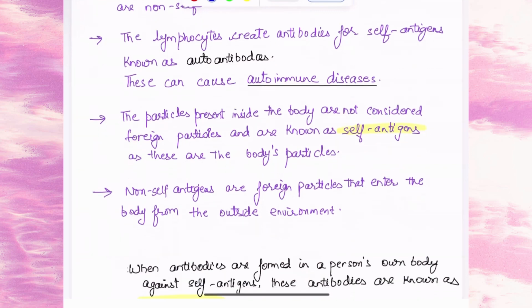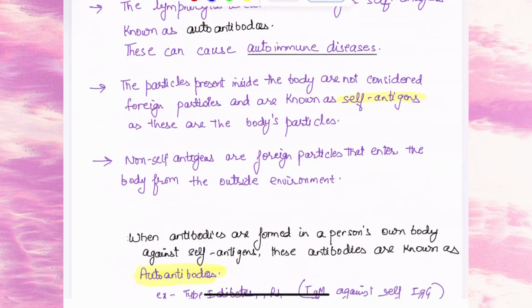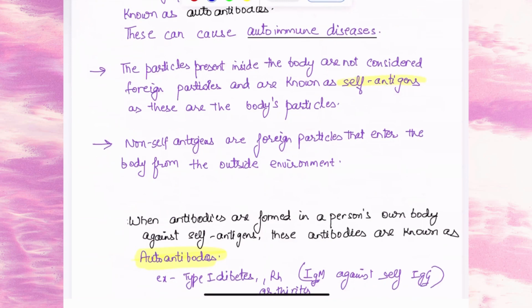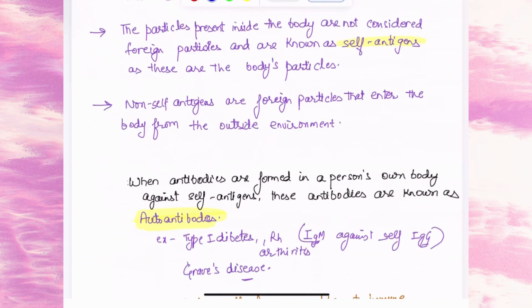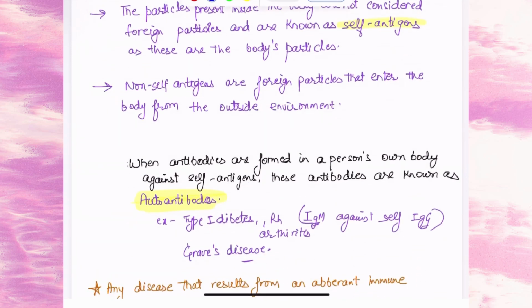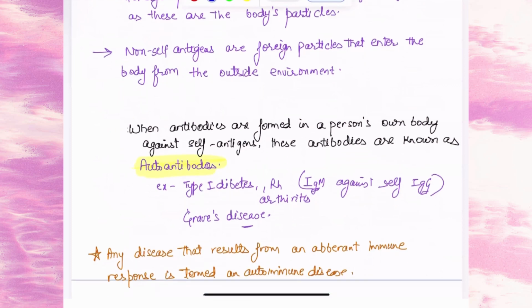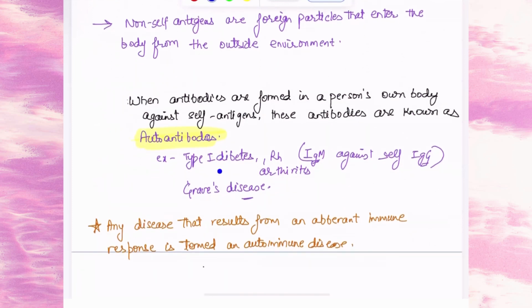Whereas non-self antigens are foreign particles that enter the body from the outside environment. But when antibodies are formed in a person's own body against self antigen, these antibodies are known as autoantibodies. For example, type 1 diabetes or rheumatoid arthritis, in which IgM antibodies are formed against self IgG antibodies. There are a lot of examples. One more example is Graves' disease, myasthenia gravis. Any disease that results from an aberrant immune response is termed an autoimmune disease.